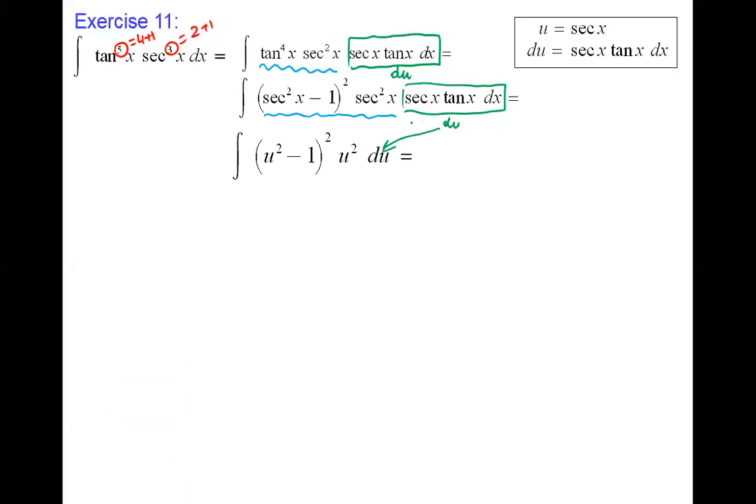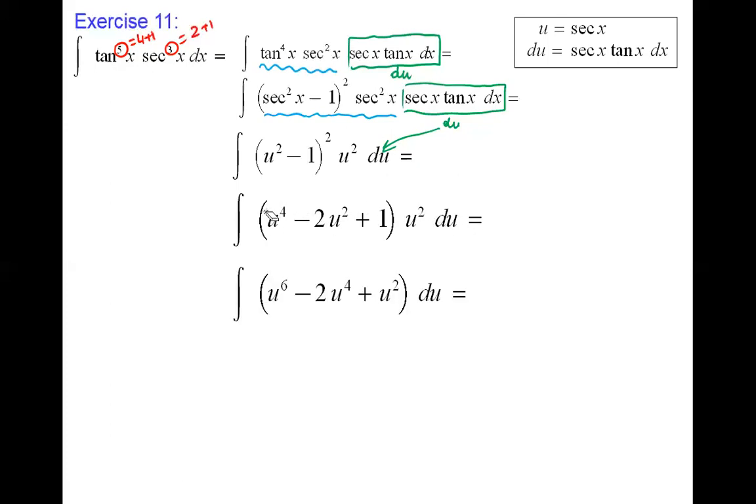This is my du, and secant squared is u squared minus 1, times another secant squared, which is u squared. I expand this, foiling u squared minus 1 times u squared minus 1. We will get this, and we still have to distribute. u to the power of 4 times u to the power of 2 is u to the power of 6. Of course, we know what we're doing. We have to multiply this, and then we integrate.